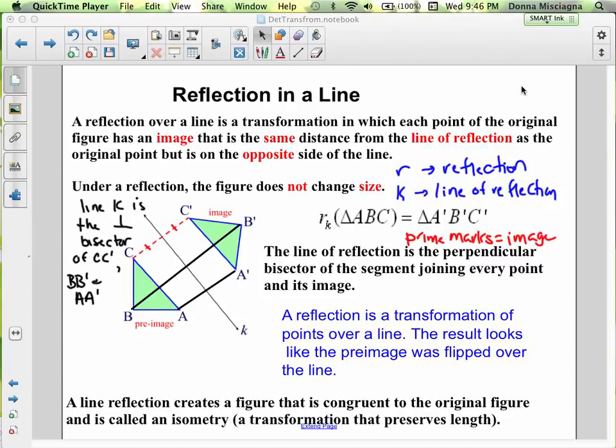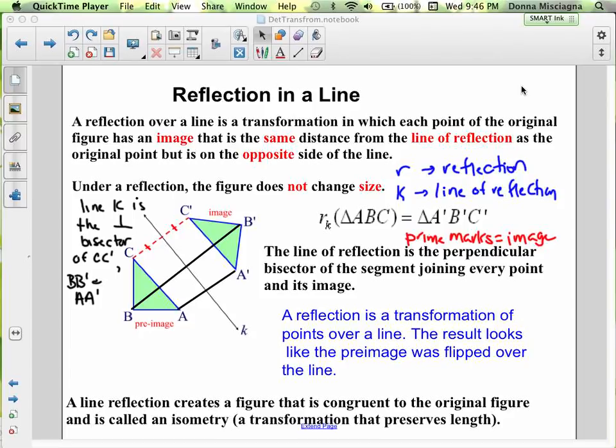A reflection is a transformation of points over a line. The result looks like the pre-image was flipped over the line. So a line reflection creates a figure that's congruent to the original figure, and it's called an isometry, because it preserves length.